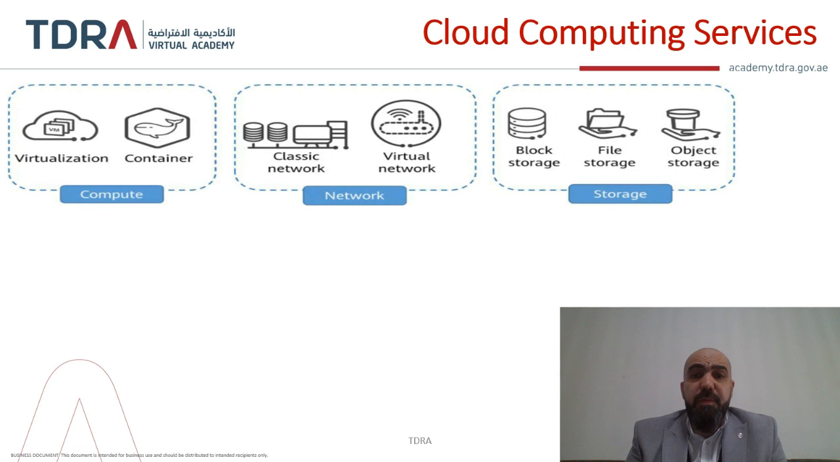It has two types, virtualization and container. Network: any infrastructure needs a network, needs switches, needs routers, needs a gateway, NAT, many things.